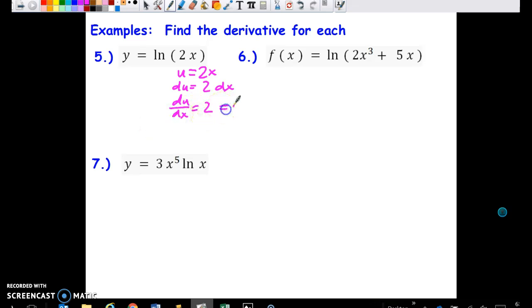This is also the same thing as u prime. Then the y prime of this expression will be u prime over u, which is the same thing as 2 over 2x, which is just 1 over x.